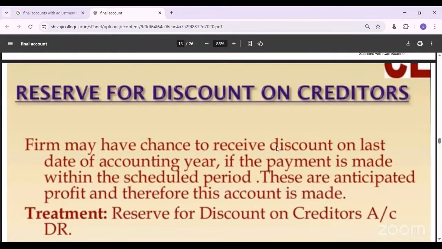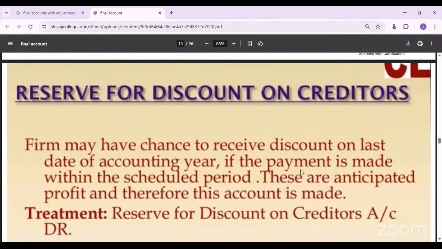ఫర్మ్ మే హ్యావ్ ఛాన్స్ టు రిసీవ్ డిస్కౌంట్. ఇప్పుడు డిస్కౌంట్ అనే కాన్సెప్ట్ పరంగా చూద్దాం. డెటార్స్ కి, అంటే కస్టమర్స్ కి మనం డిస్కౌంట్ ఎప్పుడు ఇస్తాము? అతను పే చేయాల్సిన టైం కన్నా ఎర్లీగా మనకి పే చేస్తే అతనికి డిస్కౌంట్ ఇస్తాం. సేమ్ వే క్రెడిటార్స్ మనకి డిస్కౌంట్ ఎందుకు ఇస్తారు? సేమ్ ఇక్కడ కూడా అంతే. మనం పే చేయాల్సిన పీరియడ్ కన్నా ముందే పే చేస్తే క్రెడిటార్స్ మనకి డిస్కౌంట్ ఇస్తారు.